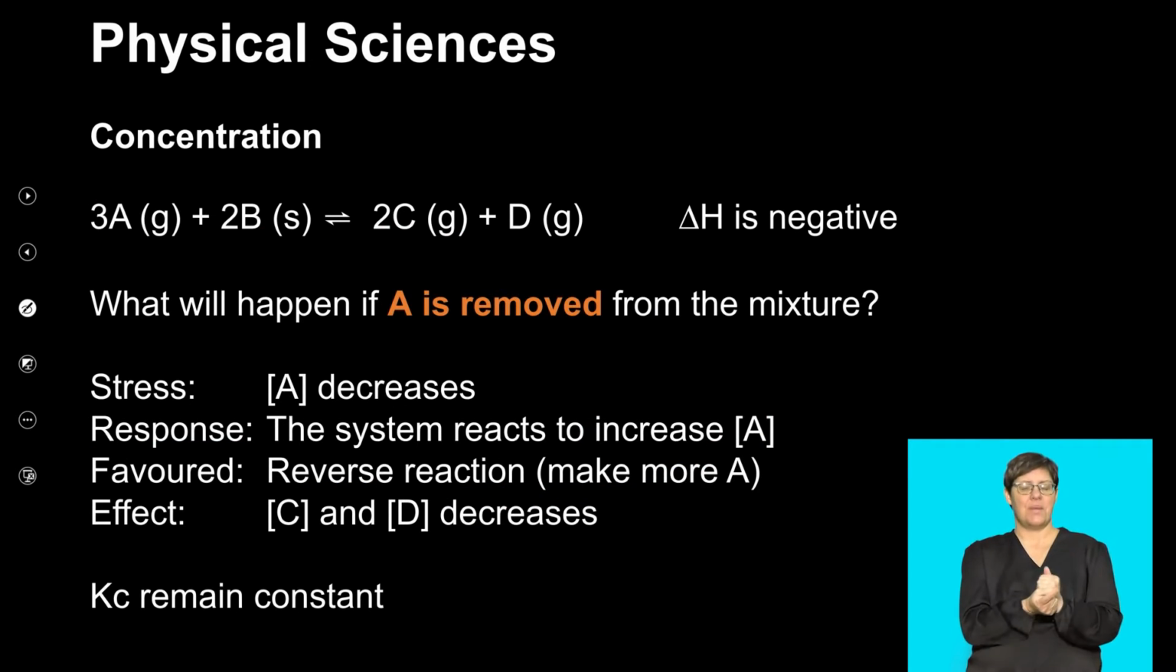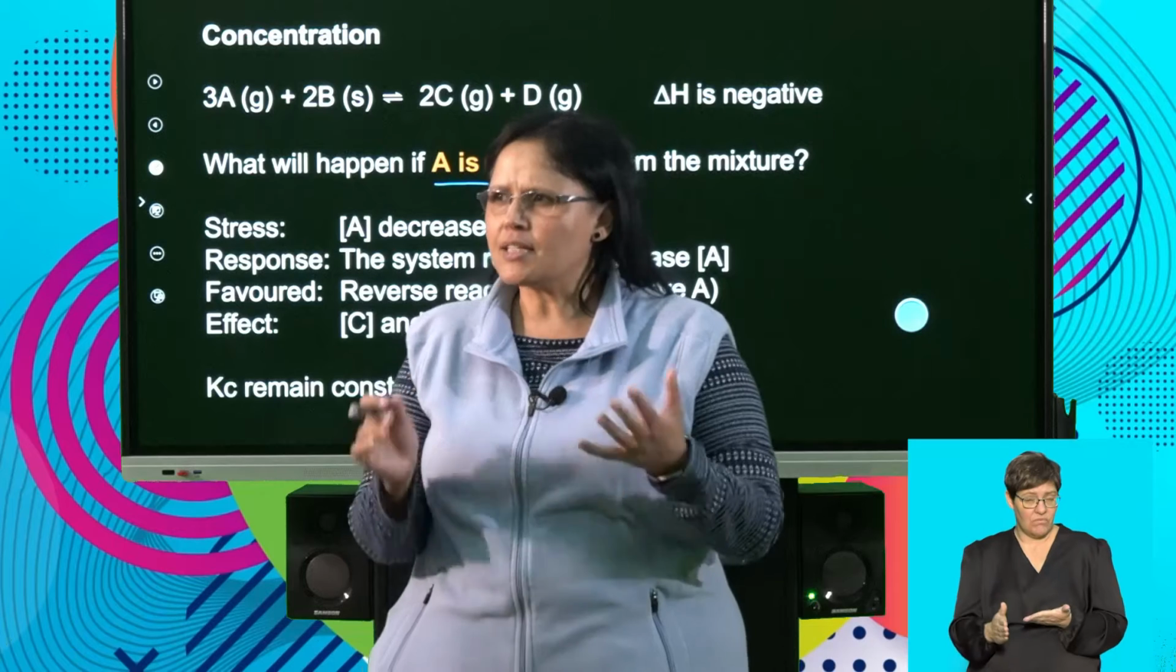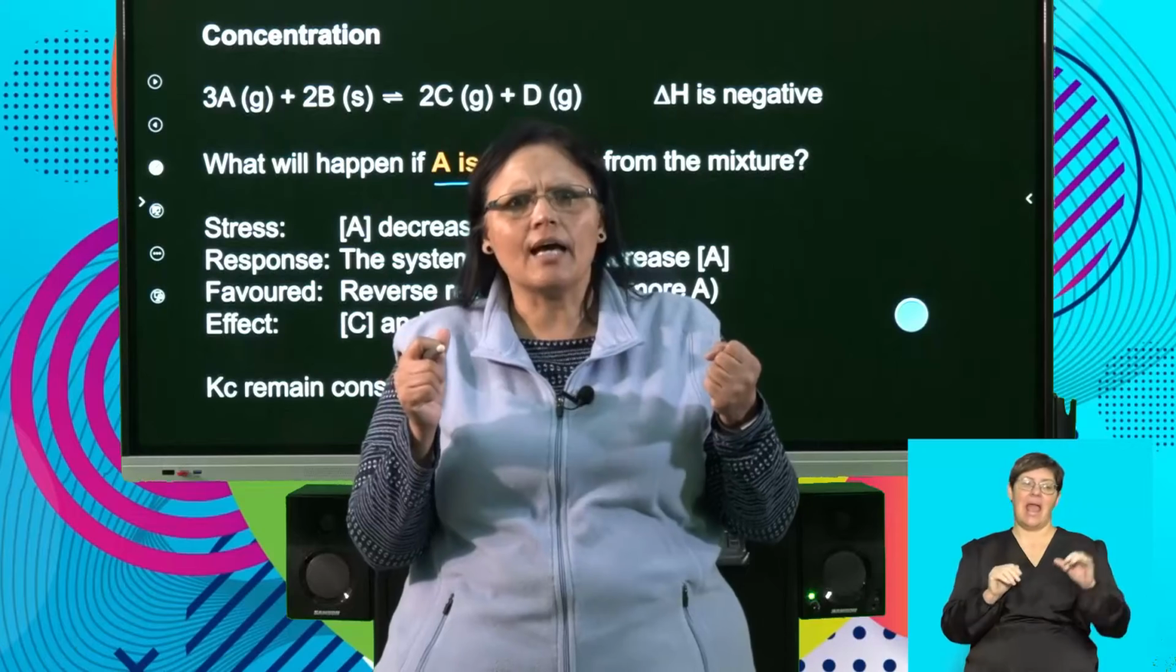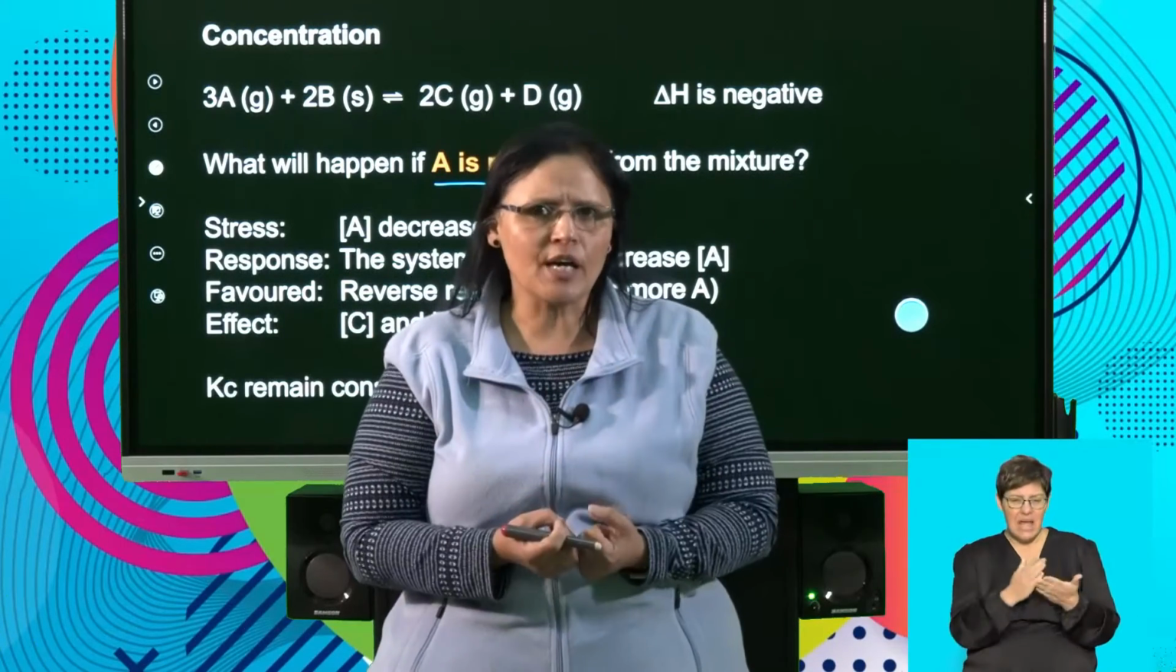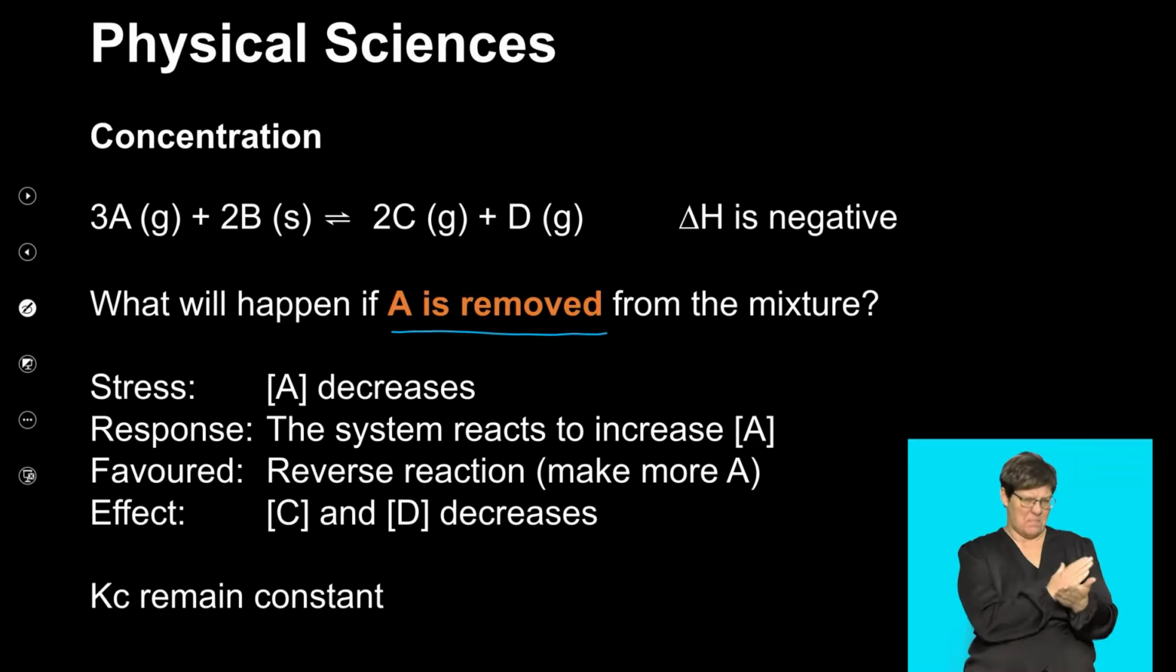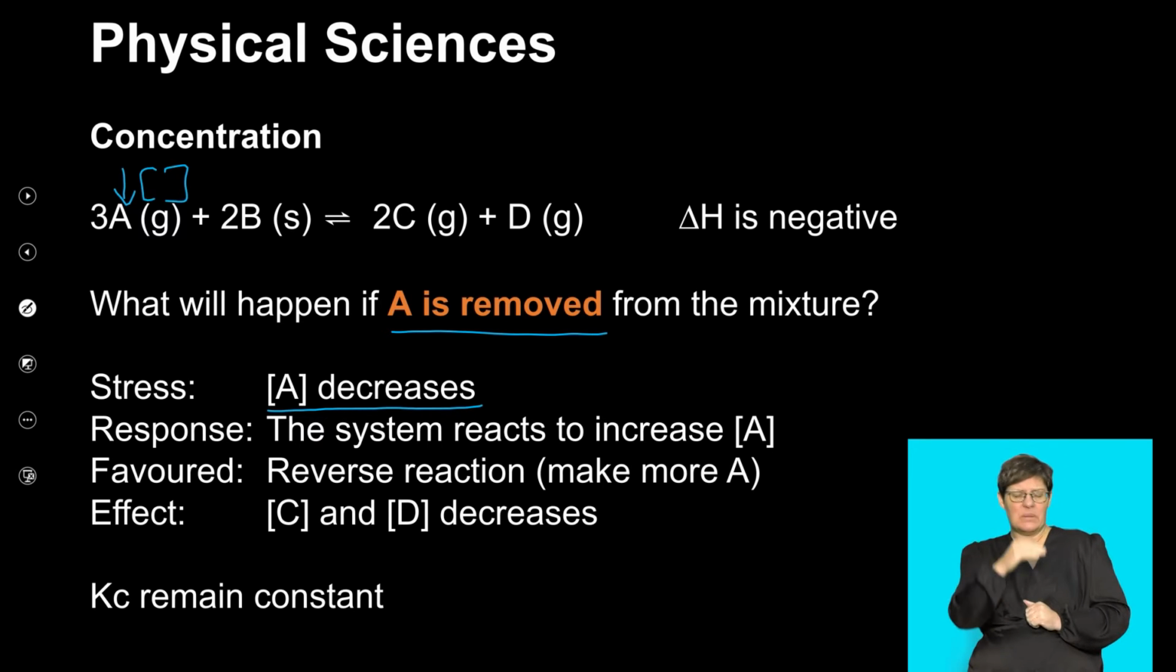What will happen if A is removed? Now, when we use the words A is removed, it doesn't mean that we take A and there's no more A. It just means that we take some of A out of the system. So what will happen? Firstly, your stress is a decrease in the concentration of A. That means that to reinstate the equilibrium, the system will have to make more A.